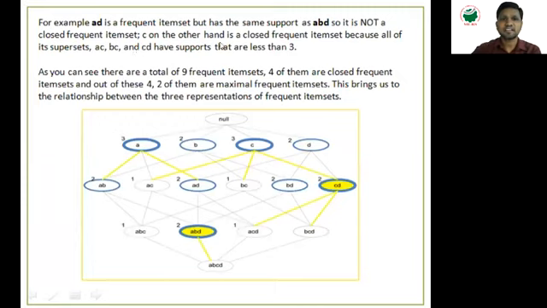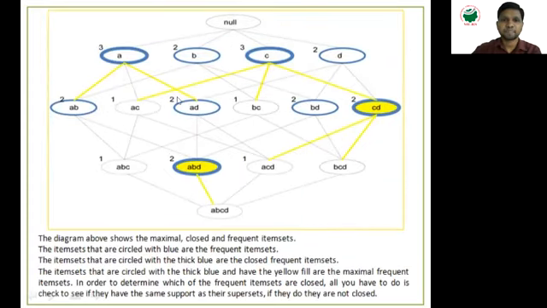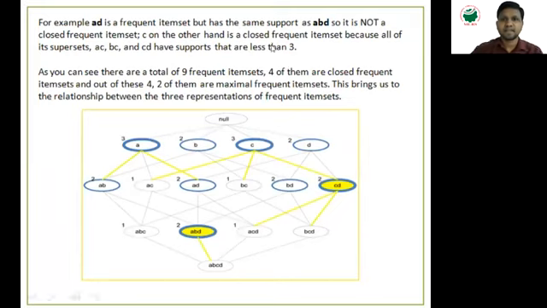C, on the other hand, is a closed frequent item set. So where is C? Here we can find the C. C is a closed frequent item set because all of its supersets, AC, BC and CD, have supports that are less than 3, right?